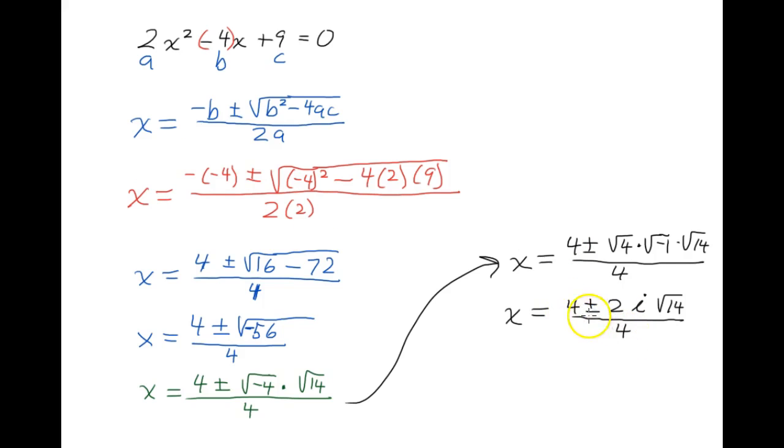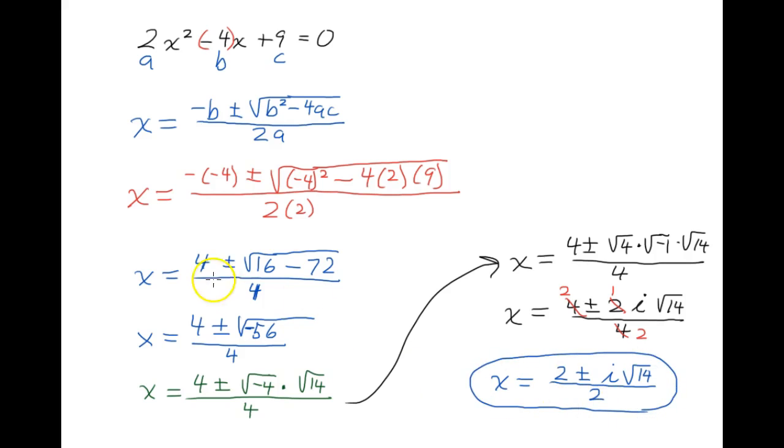We'll divide a 2 out of every term. So 4 divided by 2 is 2. 2 divided by 2 is 1. 4 divided by 2 is 2. And that will leave us in the end with our final answer, x equals 2 plus or minus i times the square root of 14 all over 2. And that's the answer. I hope that helps.